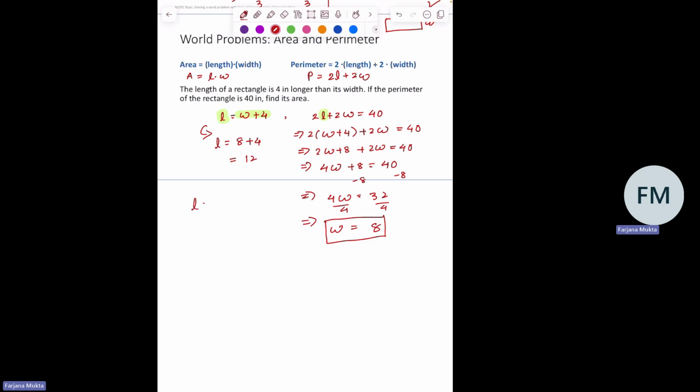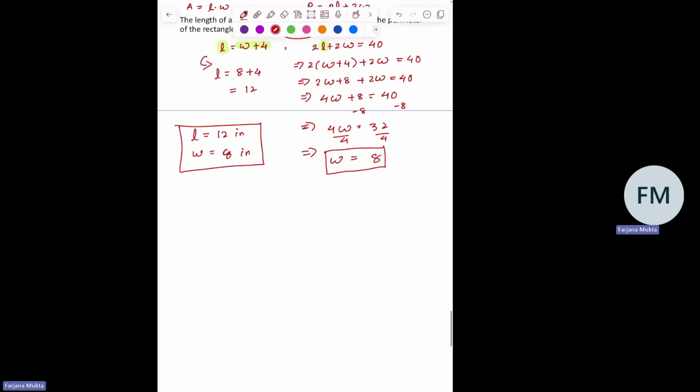So we have our L, which is 12 inches. We have our W, which is 8 inches. Now we'll use them to find the area. So area will be L times W, which is 12 times 8, which is 96 inches squared. So A is 96 inches squared. That's it.